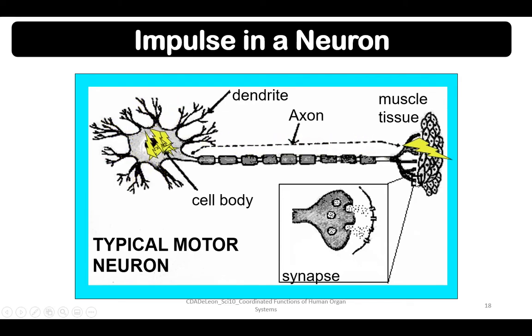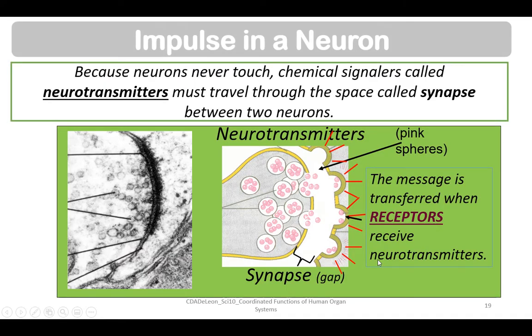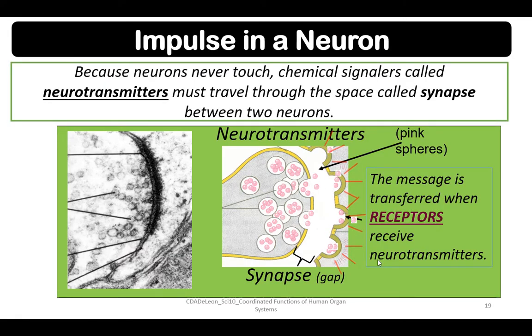Now, look at this connection. From the nerves itself to the tissue, tignan nyo parang may gap. Ang tawag dyan ay synapse. So, pinalaki natin yan, synapse. When you say impulse in a neuron, because neurons never touch, chemical signalers called neurotransmitters must travel through the space called synapse between two neurons.